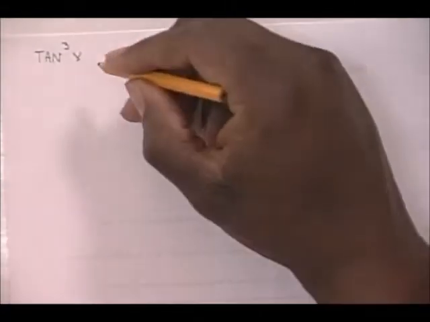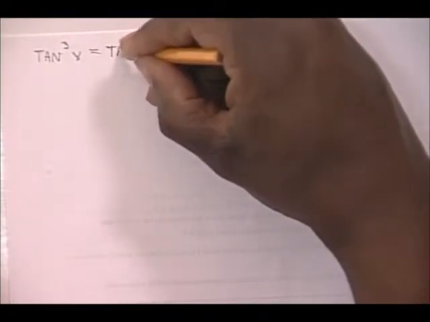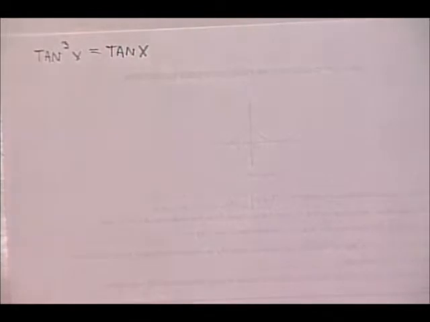Is tangent, we got tangent cubed. So you got tangent cubed x. Sorry about that, you couldn't see it. Tangent cubed x is equal to tangent x. This is very, very similar to the problem we just did.